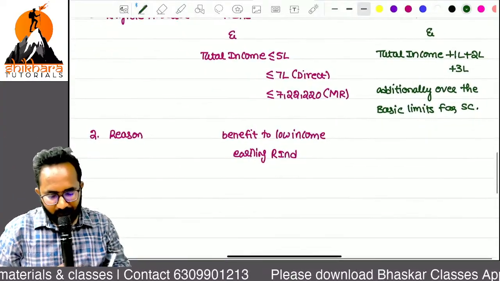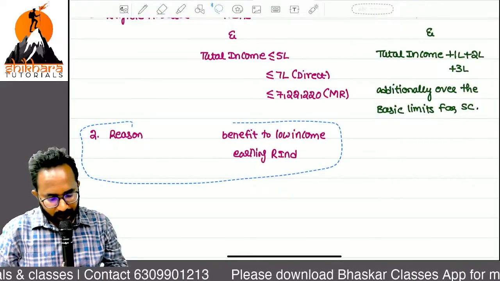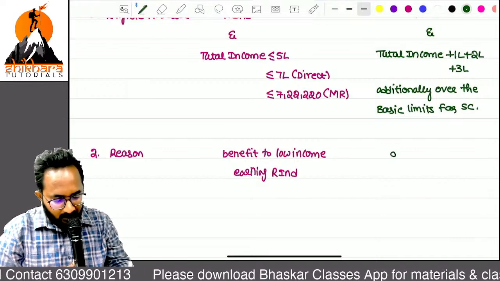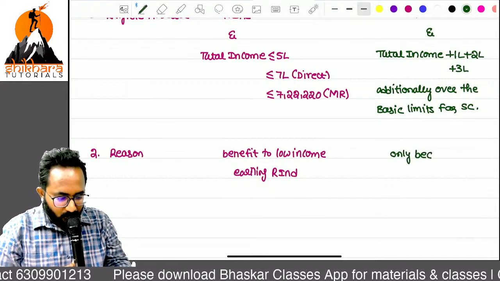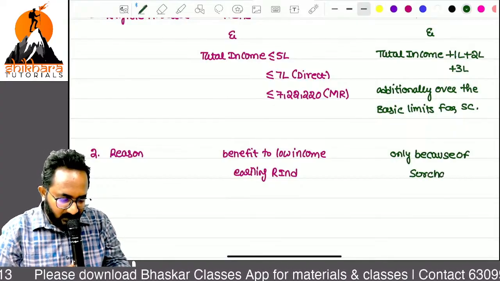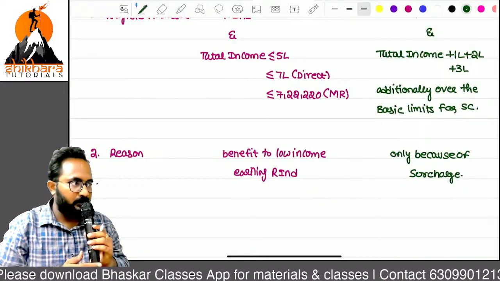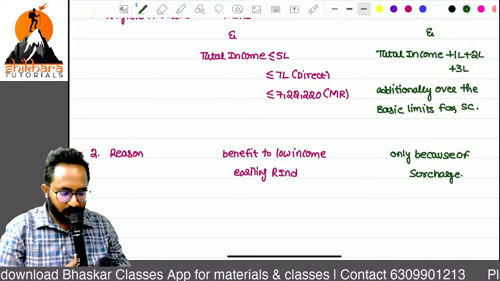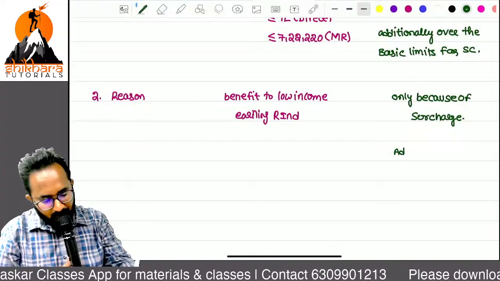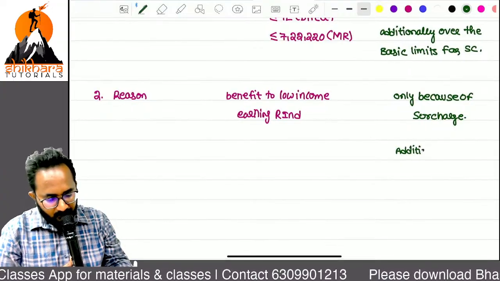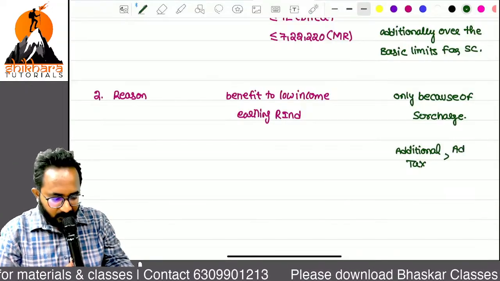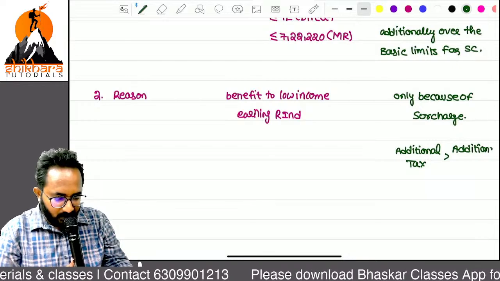What is the reason why they are provided the marginal relief? Only because of surcharge. If you levy the surcharge on the extra income, it is a burden to the assessee. So simply we can say the additional tax is more than the additional income. That's why we are providing the marginal relief.